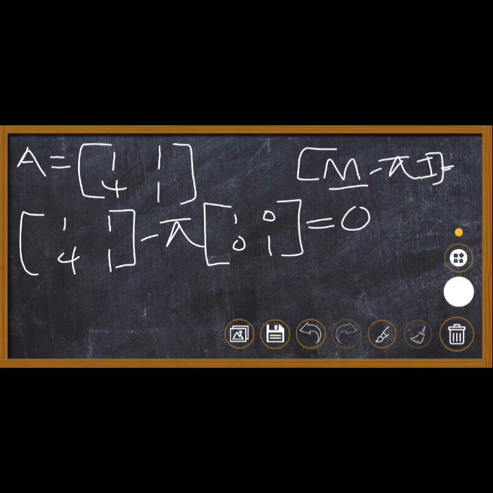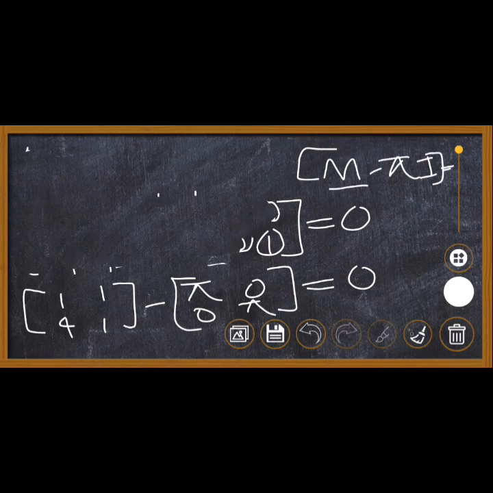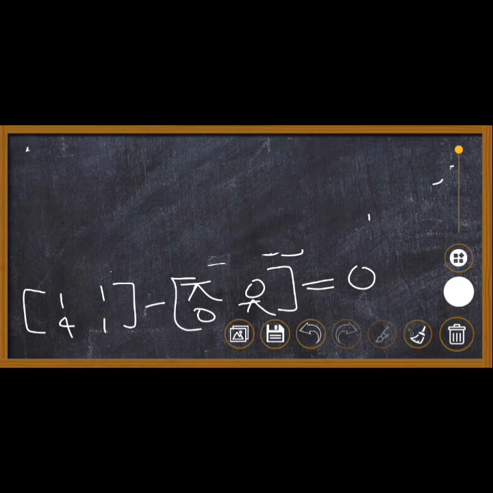So in this case, we can simplify this further. So here we have 1, 4, and then we have 1, 1, minus. So when we multiply pi with 1 here, we are going to have pi. When we multiply pi with 0 here, we are going to have 0. When we multiply pi with 0 here, we are going to have 0. When you multiply pi with 1, we are going to have pi. All of this equals to 0. So let's simplify this further.